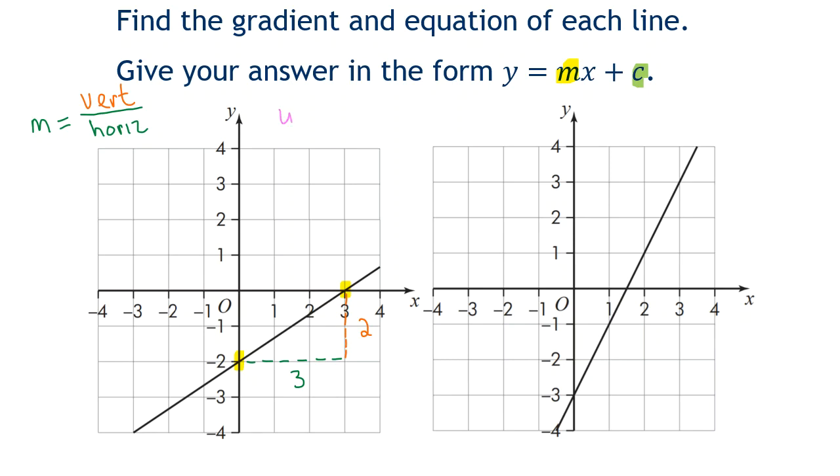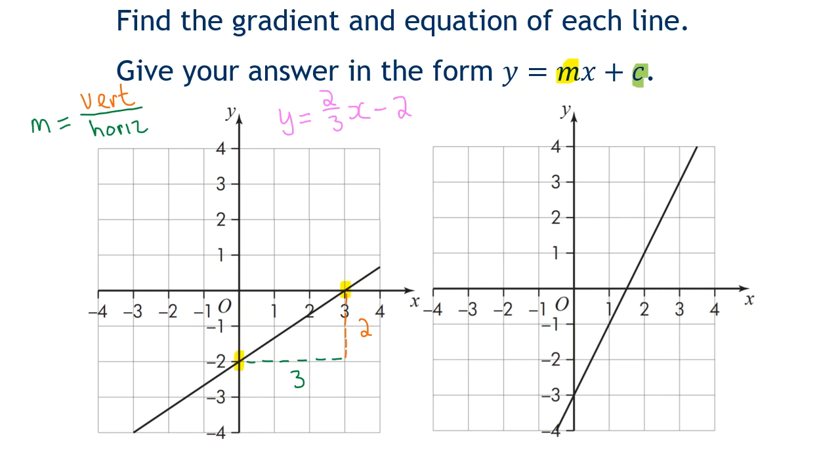Well, it's y equals, it'll all start like that. M is our gradient and our gradient is vertical over horizontal, which is 2/3 in this case. So 2/3. Don't forget x, it's very important, it has to be part of this equation. And plus c, well, we said right at the beginning that this graph crosses the y-axis at -2, so actually it's going to be -2 that we use there.